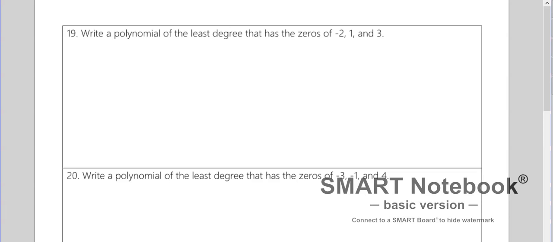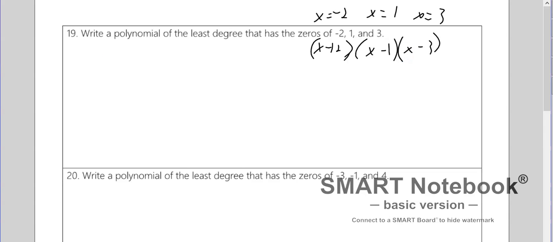All right, now we're going backwards. We know we have x equals -2, x equals 1, and x equals 3. So what are the corresponding binomials? Well, if we solve for, make it equal to 0, that's going to be x plus 2, x minus 1, and x minus 3.